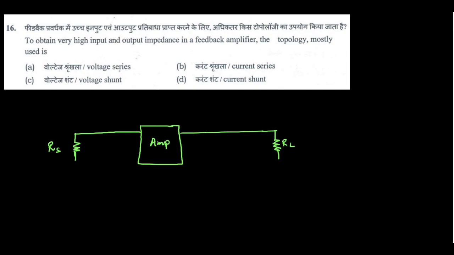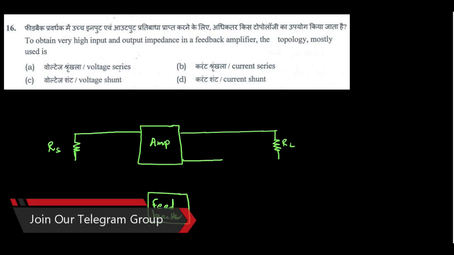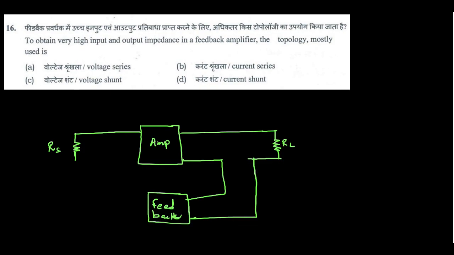So here I have a feedback network. Now for RL, we have to sample. To get high output impedance, we will sample the signal serially. If we sample the signal from the output serially, the output impedance increases. Now we have sampled serially and we have to mix with the input signal. We have to mix with the input signal also serially.